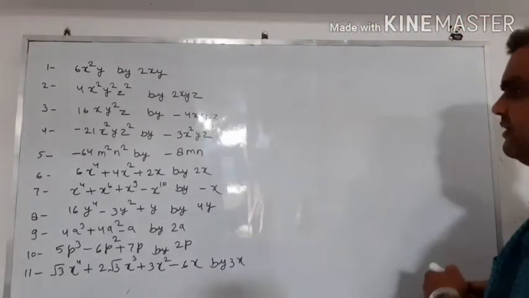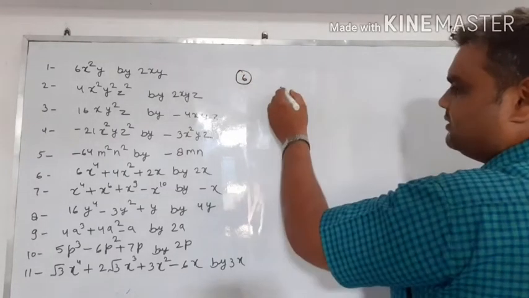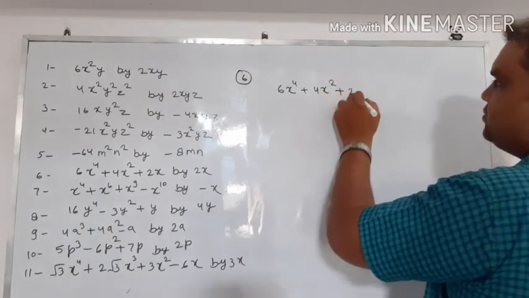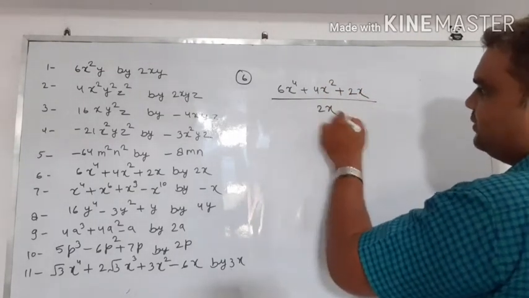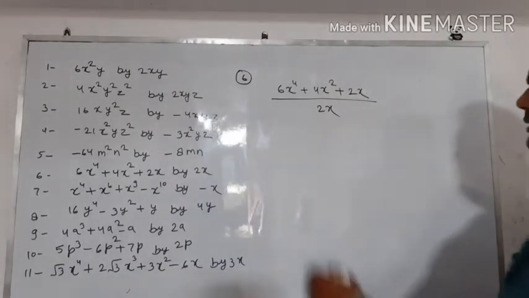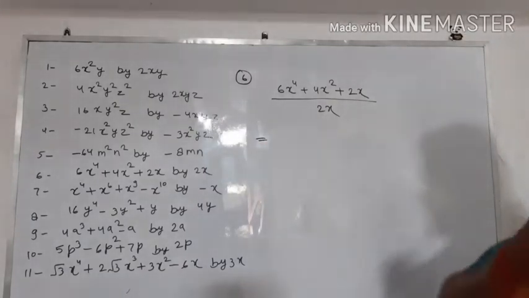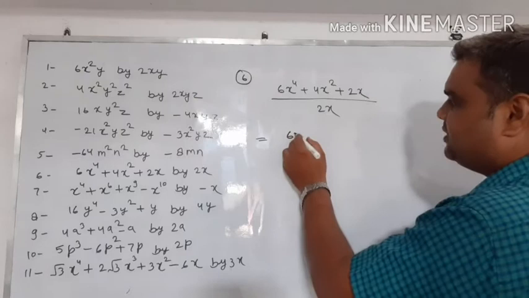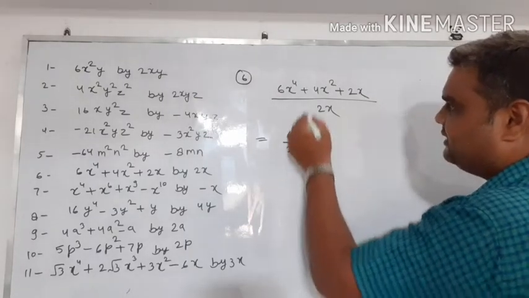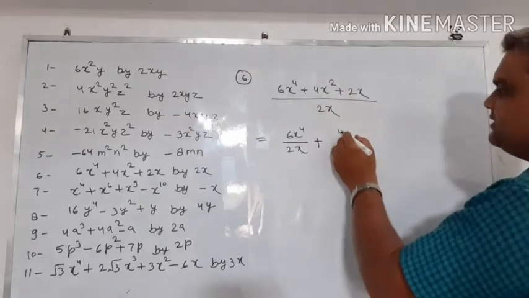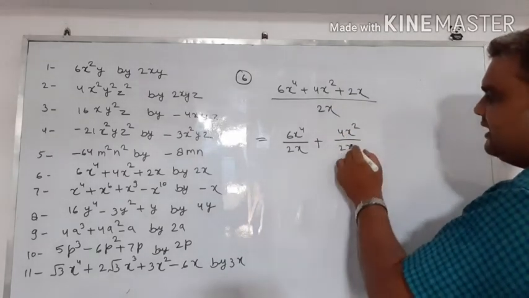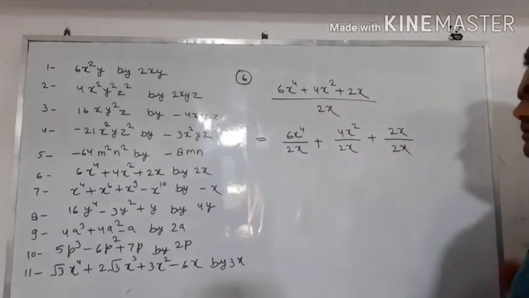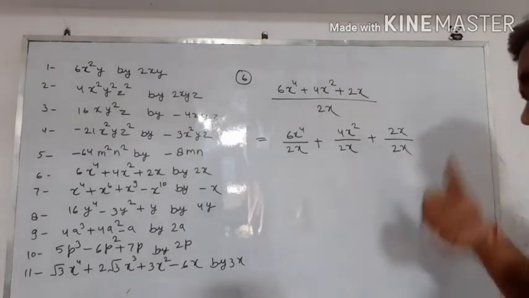So question number 6 we can write in this way: 6x to the power 4 plus 4x square plus 2x, that we divide by 2x. After that, what will happen? We will separate each of the terms. So 6x to the power 4 upon 2x we can write. Then plus sign, 4x square upon 2x. After that once again plus sign, then 2x upon 2x. Now let's see how we can do the division.